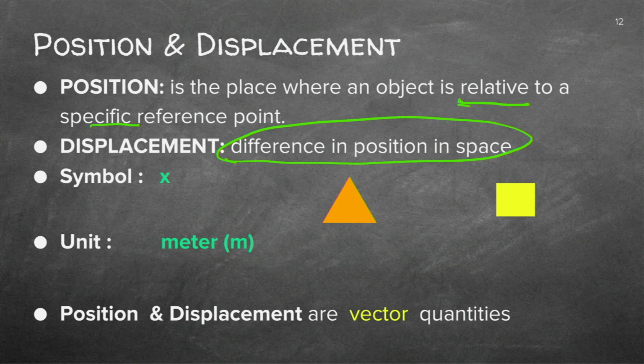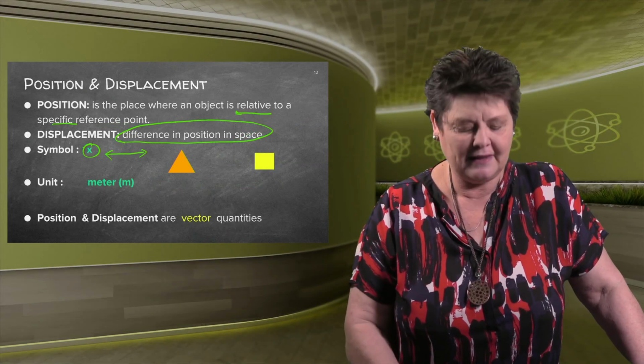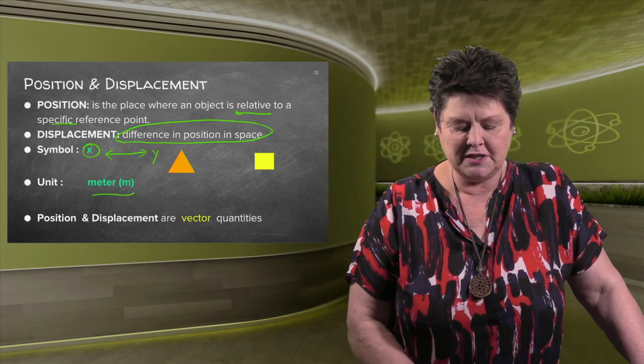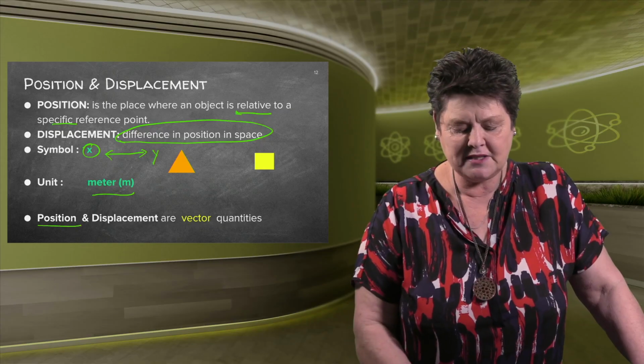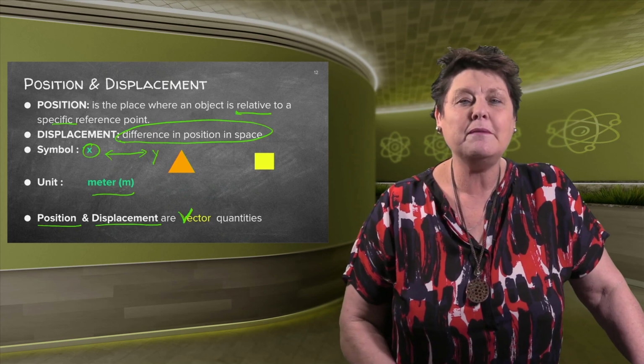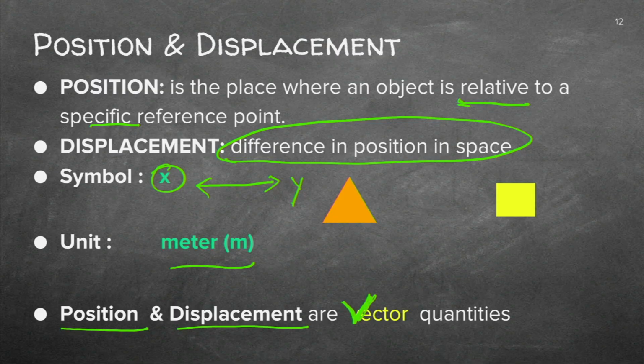It is usually abbreviated with X because we work in the X or horizontal plane. Have you got that? Can you think what the vertical would be? Yes, the vertical would be Y. It's measured in meters, and both position and displacement are vectors. Can you remember how we abbreviated vector? We said it's got direction, so it's that arrow.